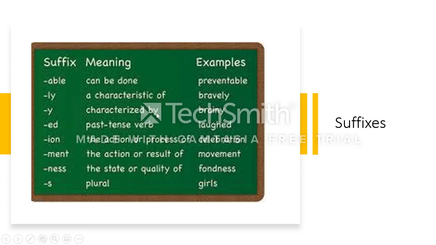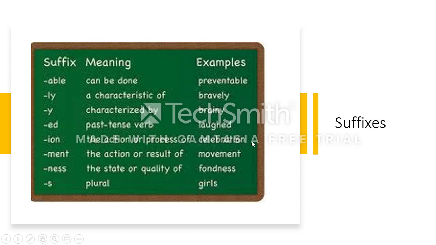Y, characterized by, brainy, that you have lots of brain. Shiny, snowy, rainy. Okay? Ed, the past tense of the verb. Laughed. If you see this, you know it's a suffix and it means that's the past tense of the regular verbs, of course.